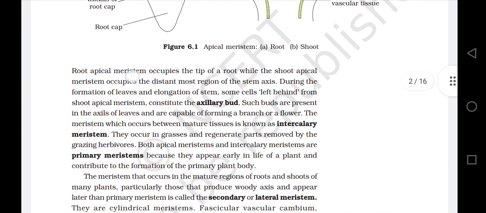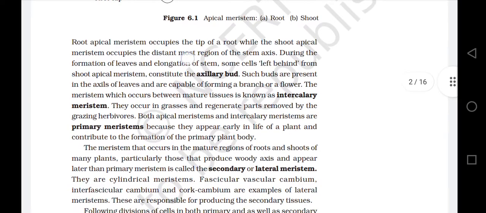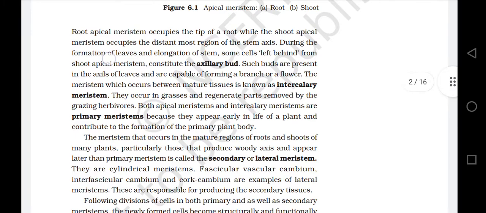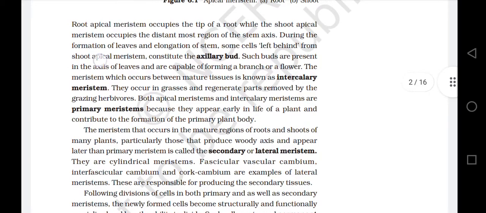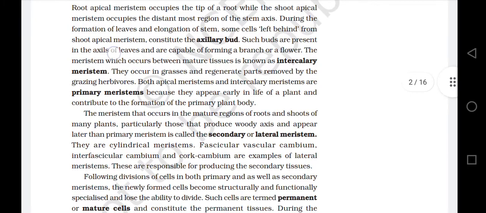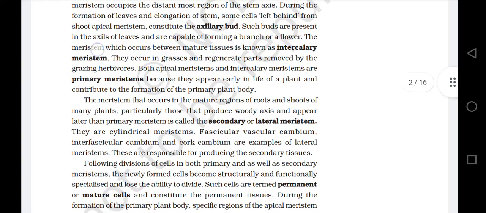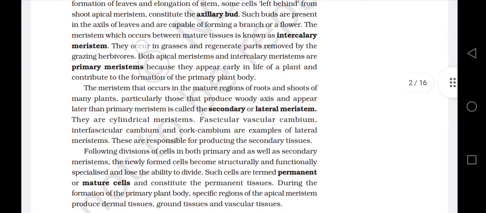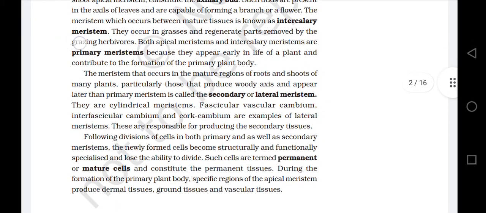Root apical meristem occupies the tip of a root, while the shoot apical meristem occupies the distalmost region of the stem axis. During the formation of leaves and elongation of stem, some cells left behind from shoot apical meristem constitute the axillary bud. Such buds are present in the axils of leaves and are capable of forming a branch or a flower. The meristem which occurs between mature tissues is known as intercalary meristem. They occur in grasses and regenerate parts removed by grazing herbivores.